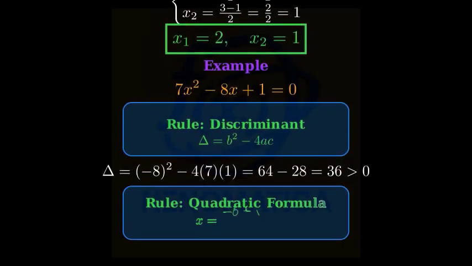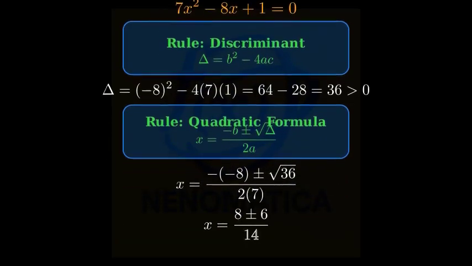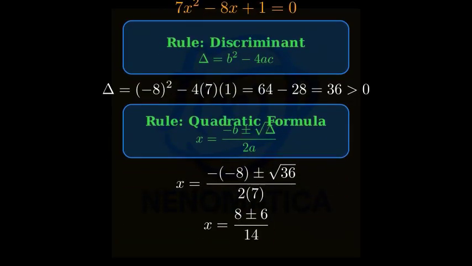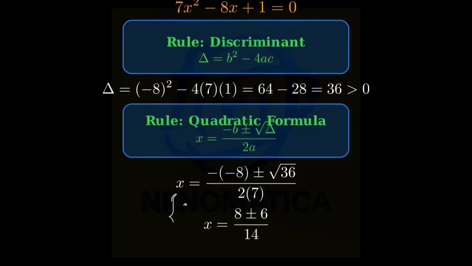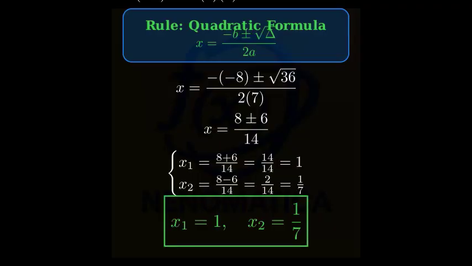Step 2. Apply the quadratic formula. Substitute to obtain x equals negative 8 plus or minus the square root of 36 over 2 times 7, which simplifies to x equals 8 plus or minus 6 over 14. Step 3. Compute the two roots. The roots are x1 equals 1 and x2 equals 1 over 7.